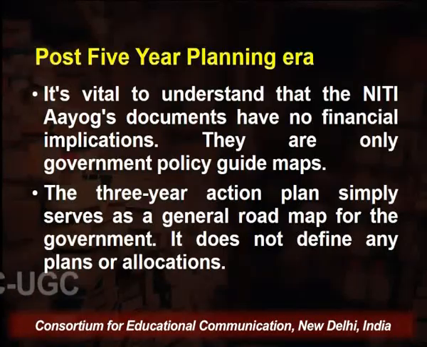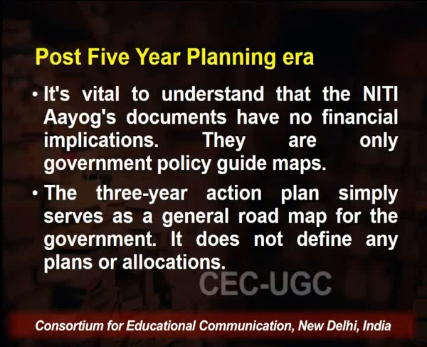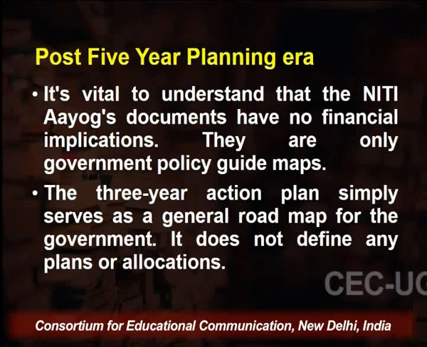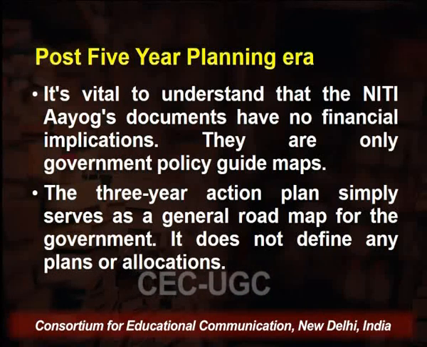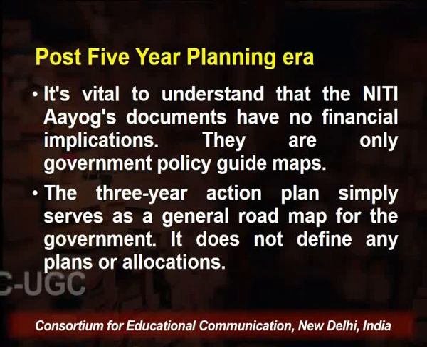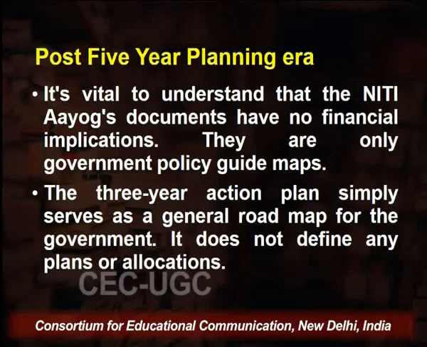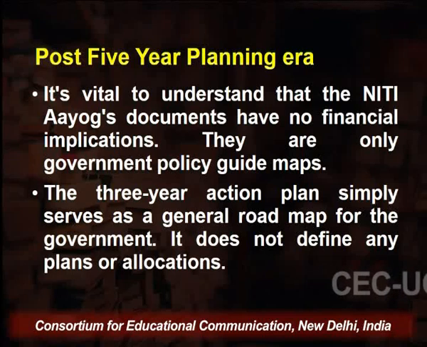Now, it is Niti Aayog which documents the development plans in the country, but this is different between the Planning Commission and the Niti Aayog, because they are only there to provide guidance or policy roadmaps to the country. And the 3-year action plan simply serves as a general roadmap for the government. It does not define any plans of allocation as was done in the 5-year plan.